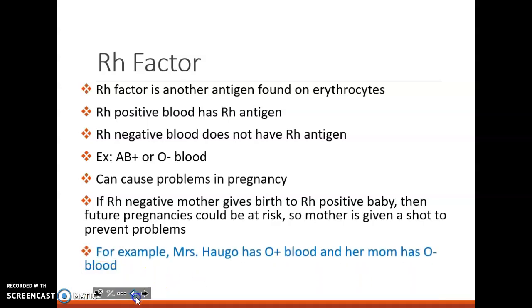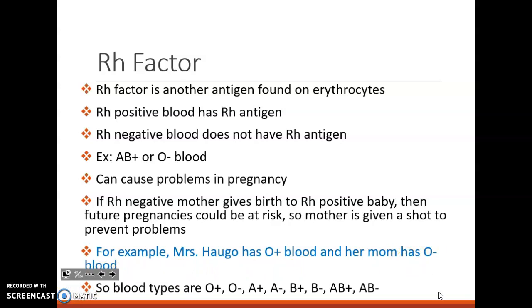So for example, I have O positive blood and my mom has O negative blood, and so she had a shot when I was born, so she could have any more babies if she wanted to, which is good because I have a little sister who is O negative. So I was very glad that they had a shot.